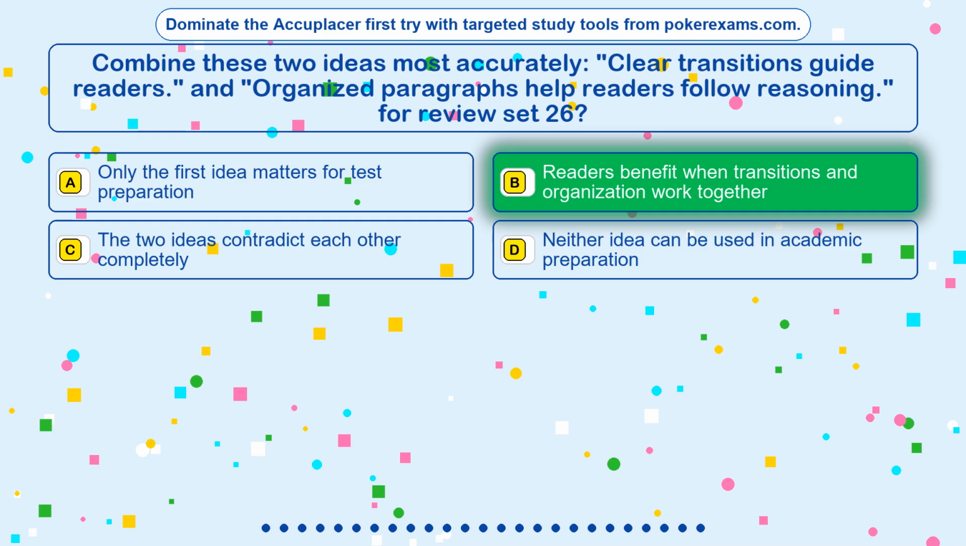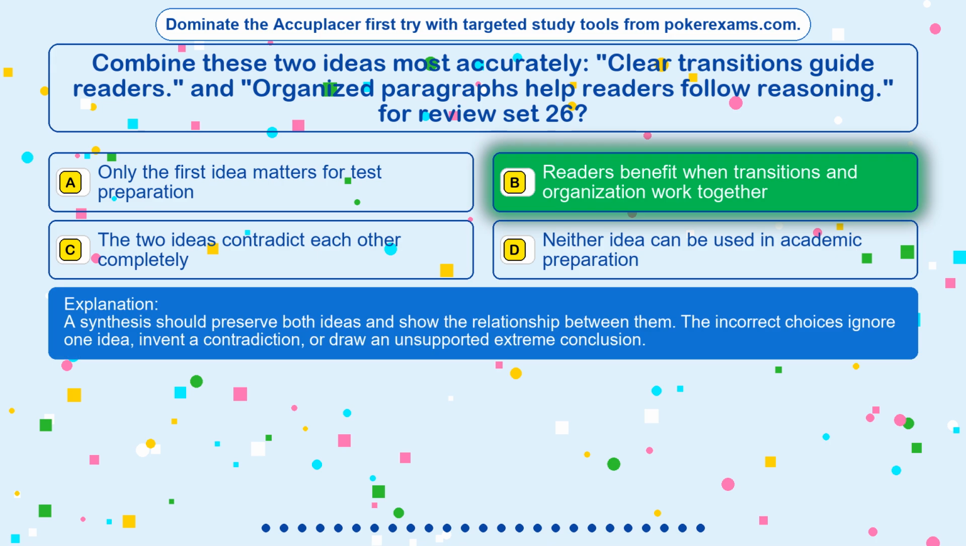The correct answer is option B. Readers benefit when transitions and organization work together. A synthesis should preserve both ideas and show the relationship between them. The incorrect choices ignore one idea, invent a contradiction, or draw an unsupported extreme conclusion.